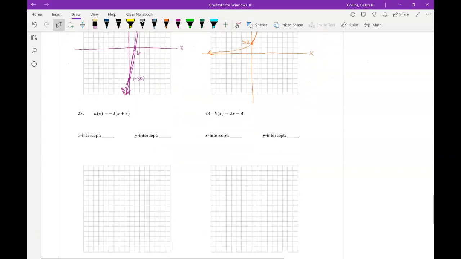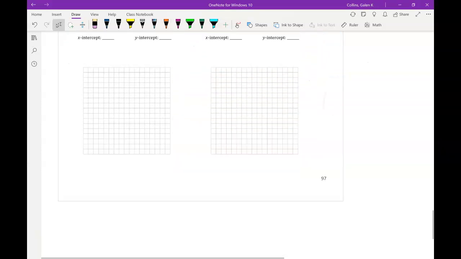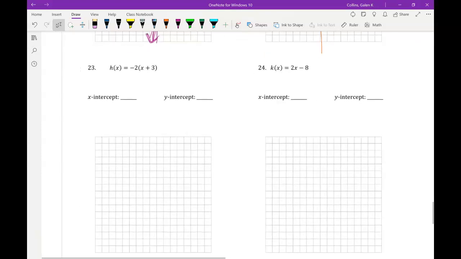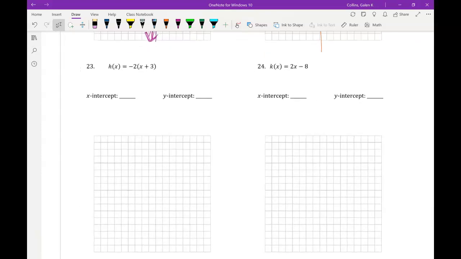Man, these last two are so much easier than those ones we just did. All right, we'll knock these out real fast. For number 23, h of x, let's do the y-intercept first, that's easier. The y-intercept is when x is 0, so I substitute 0 for x, so h of 0 is -2 times 0 plus 3, and that is just -2 times 3, which is -6.